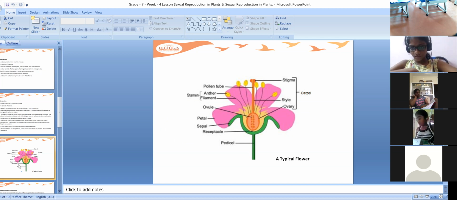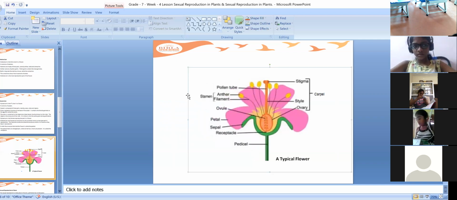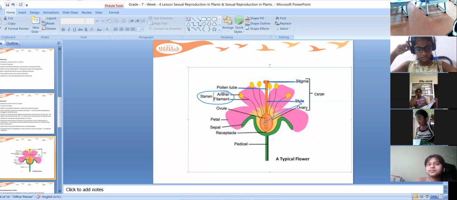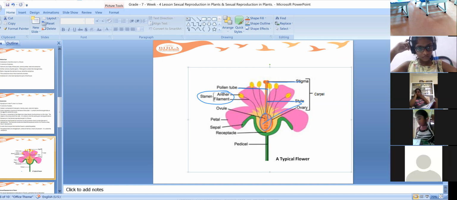Ma'am, can you explain about the ovule? Only these two, the anther and the filament with the pollen grains, come under male reproductive parts. Again, all these three are the female reproductive parts.